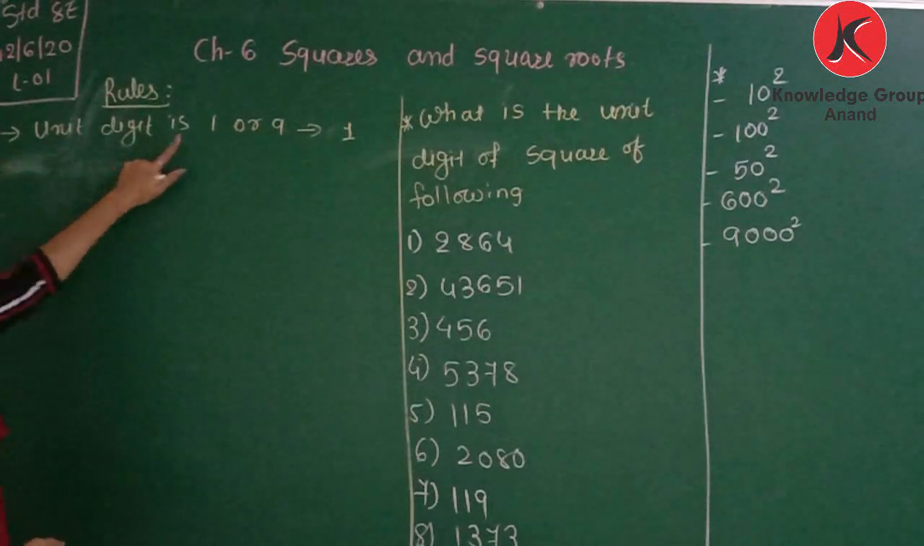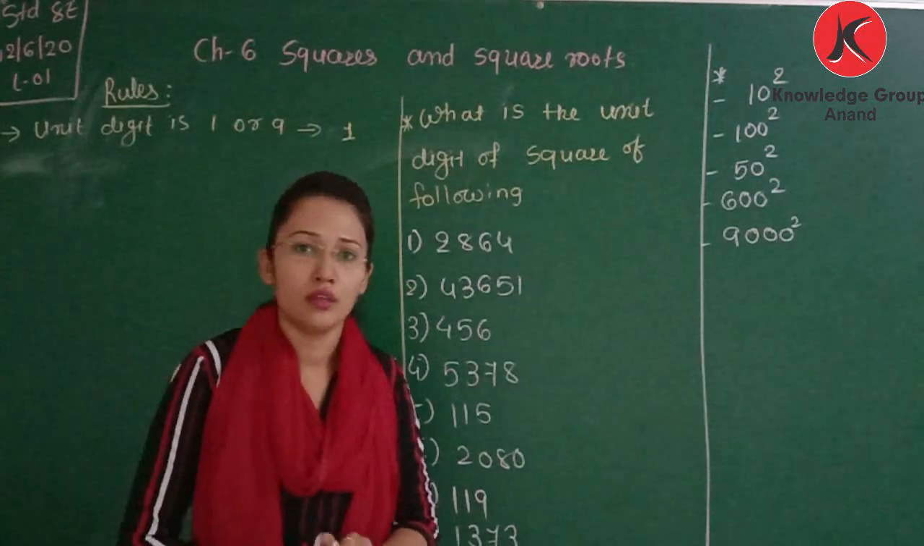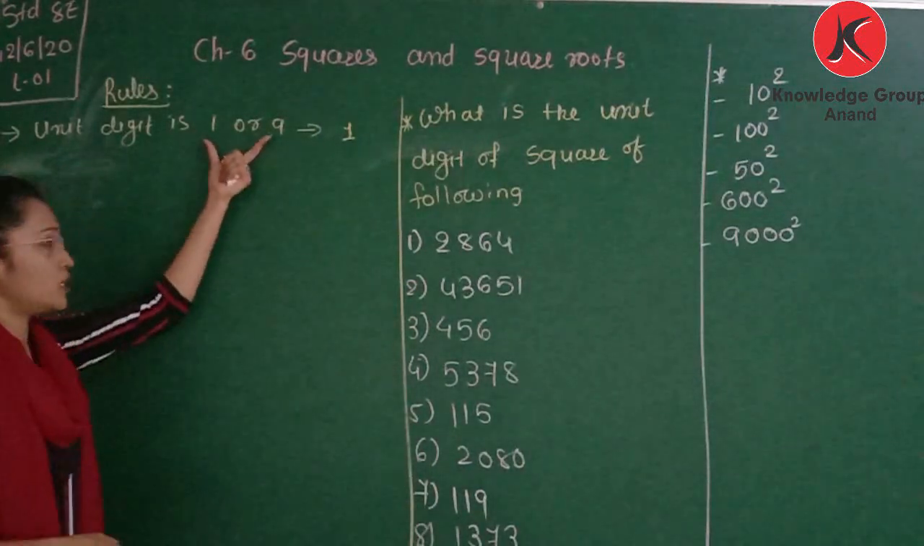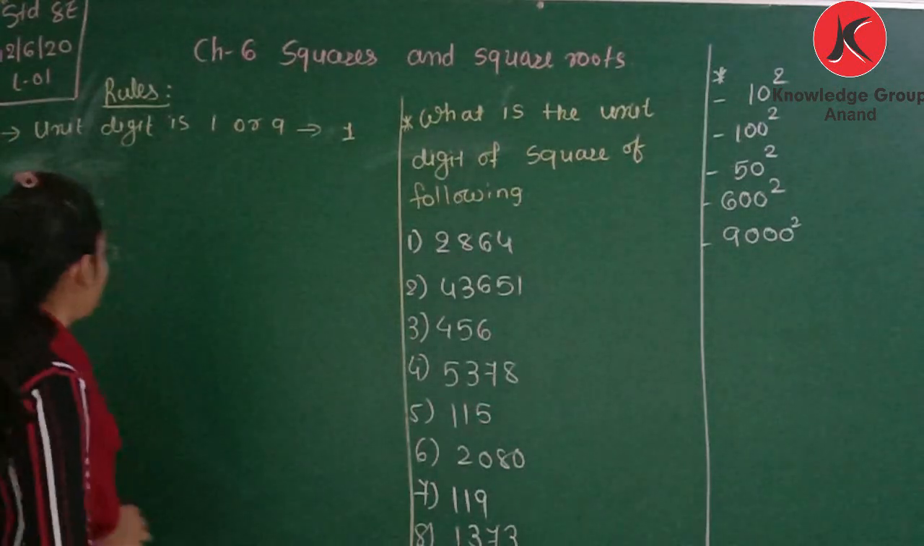If unit digit is 1 or 9, then its square contains last digit 1. जो कोई पण नंबर નો unit digit 1 or 9 હોય તો એનો last digit શું હોય 1.